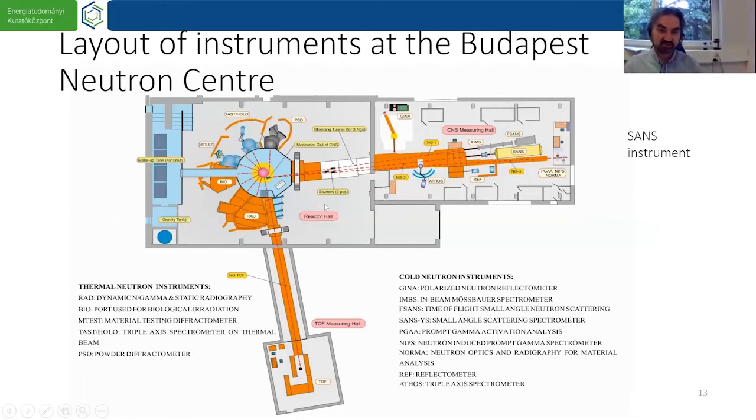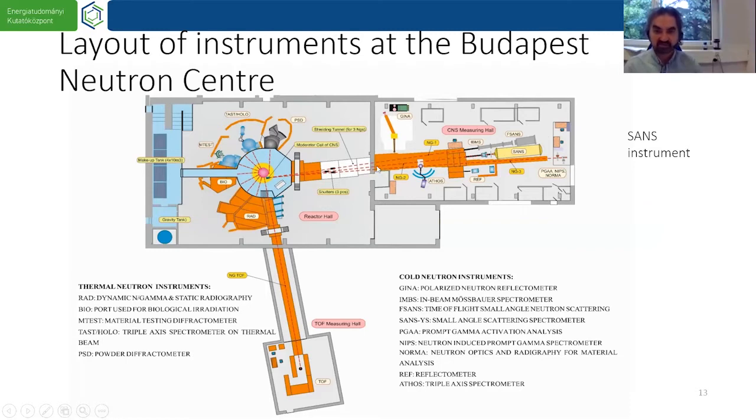So this is the scheme of the instruments in the Budapest reactor. Here is the reactor core, and there are two instruments which are far away from the reactor. This one is the so-called time of flight diffractometer, and the second group of instruments is situated in this neighboring building, which is the experimental hall, and the small angle scattering diffractometer is also situated here in the very end of this black or red dotted line.